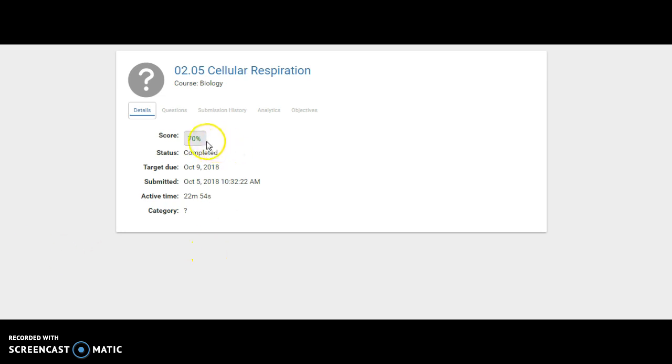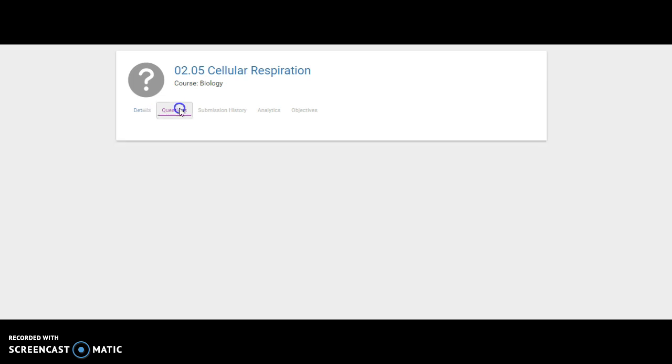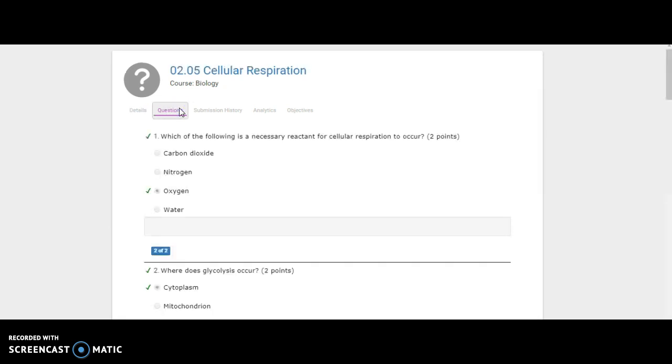So in the details, this is the same thing that you usually see. We can see the submission history, the analytics, which is really how you did compared to the rest of the class. But the one that we want to pay attention to is the questions. So I'm going to pull up the questions, and this shows exactly the test that you took.